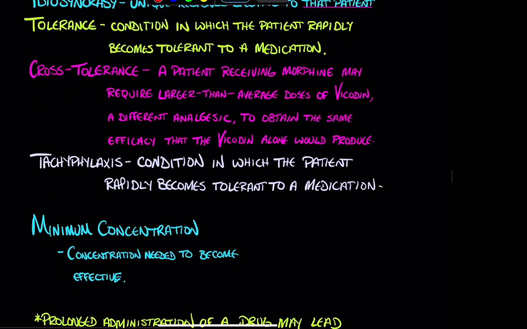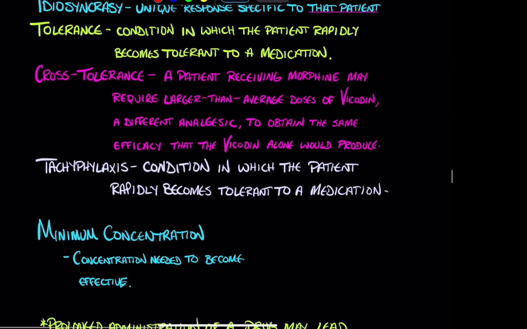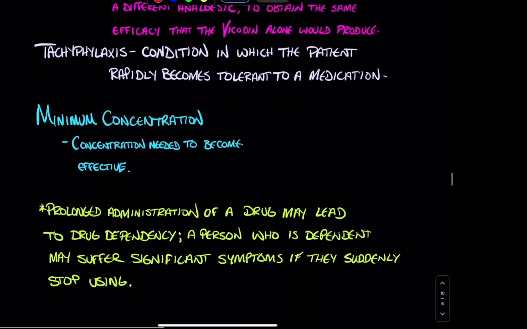Tachyphylaxis. This is a condition where the patient rapidly becomes tolerant to a medication. I don't really know what the actual mechanisms are behind this, but it'd be some kind of a response, likely some kind of downregulation of receptors that's causing the patient to become more resistant to that drug, or more tolerant, I should say. So terminology for minimum concentration is the concentration needed to become effective in the body.